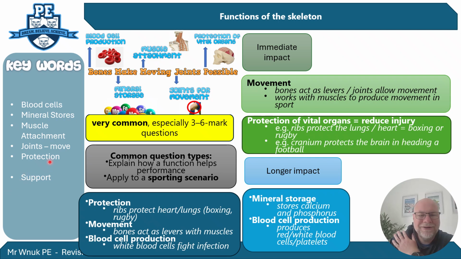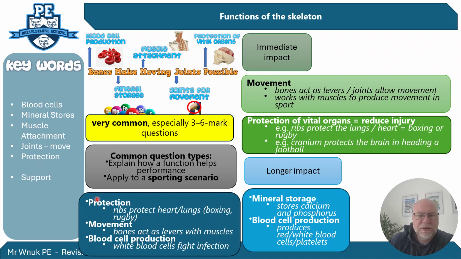You can get credited if you're talking about support, which might link to things like posture, but that's not on the specification, but it does show up in the mark scheme. But I'm really going to focus on these main functions that are on the specification. So most commonly, the most common functions that you'll probably come across is protection, movement, and blood cell production.